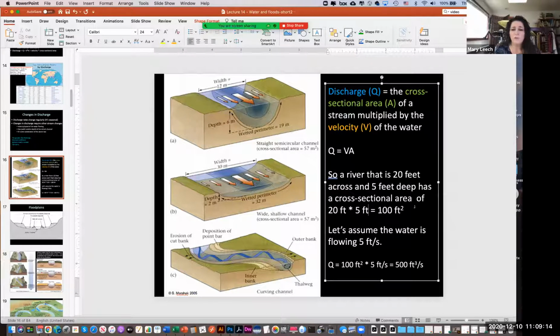So if you've got a 100 square foot area and it's moving 5 feet per second, then the discharge, or Q, is 100 square feet times 5 feet per second, which is 500 cubic feet per second. That's how you would calculate it. Okay.